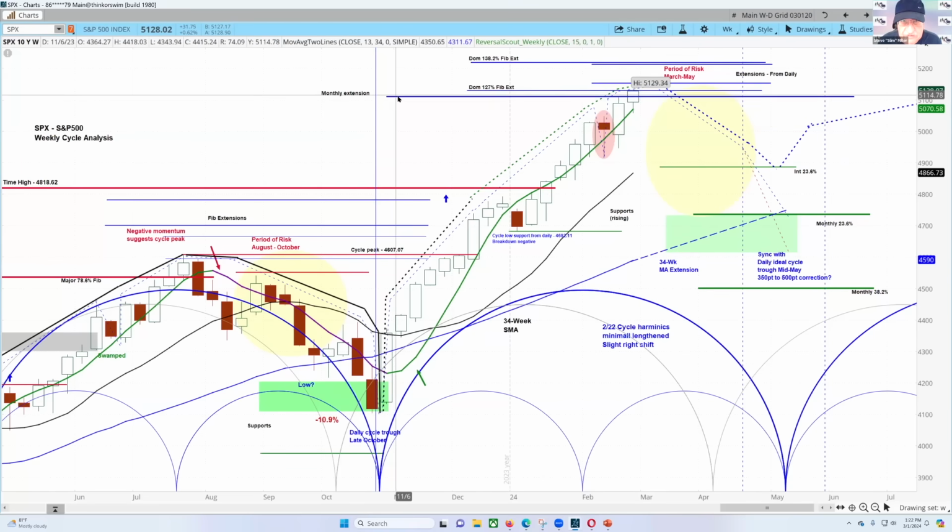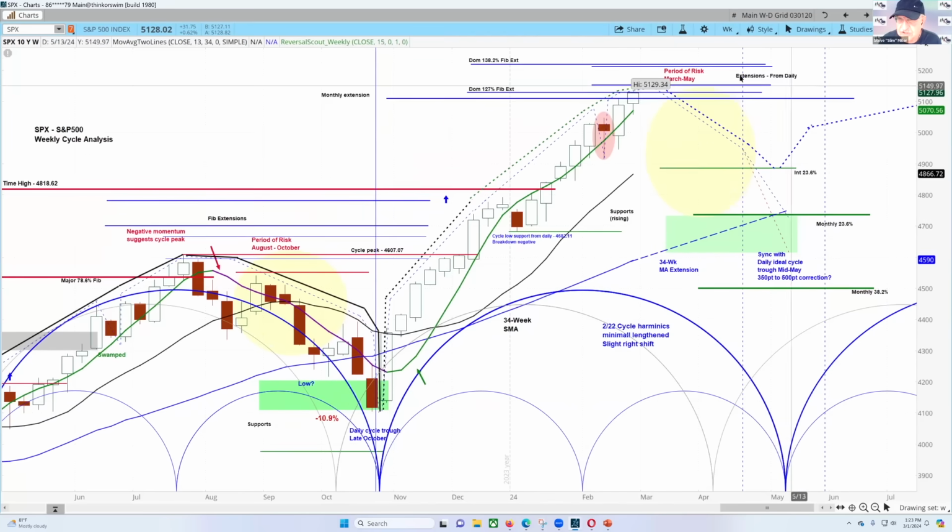There's a monthly extension right over here that it got through so far. And then these fib extensions right over here. This is the dominant 127 and 138 right there. Those are important numbers. And on the daily chart, I'll show you what those look like also. And here's the extensions from that daily chart.